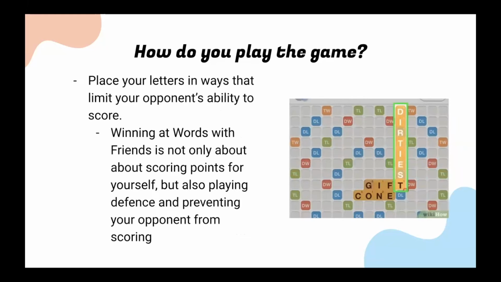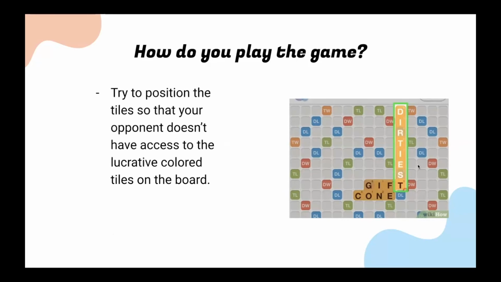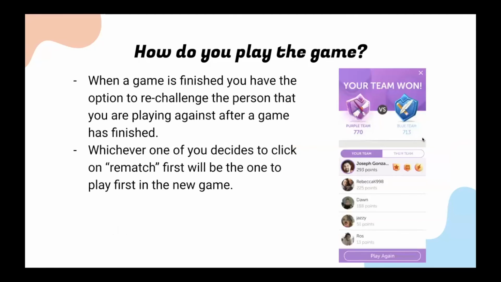So you can place your letters in ways to limit your opponent's ability to score. Winning Words with Friends is not only about scoring points for yourself, but also playing defense and preventing your opponent from scoring. Try to position the tiles so that your opponent doesn't have access to the lucrative colored tiles on the board. When a game is finished, you have the option to re-challenge the person that you're playing against. Whichever one of you decides to click on rematch first will be the one to play first in the new game.